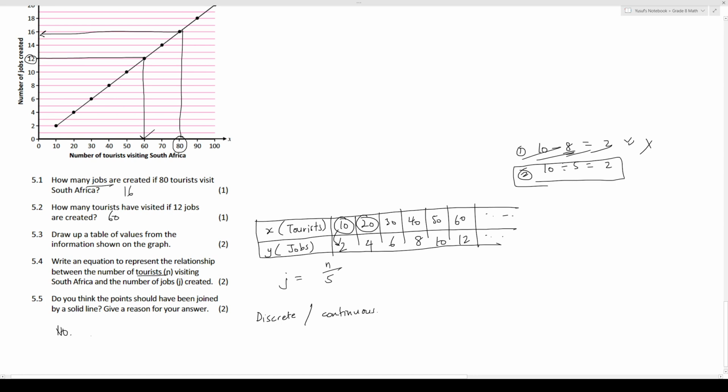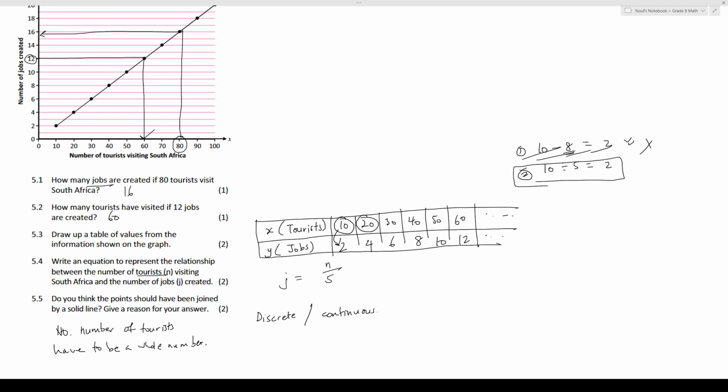And the reason it should not have been joined is because the number of tourists has to be a whole number. And that basically means that the number of tourists needs to be counted. For example, I have 10, 20, 30, I may also have 35, 40, 50, 60 and so on tourists.